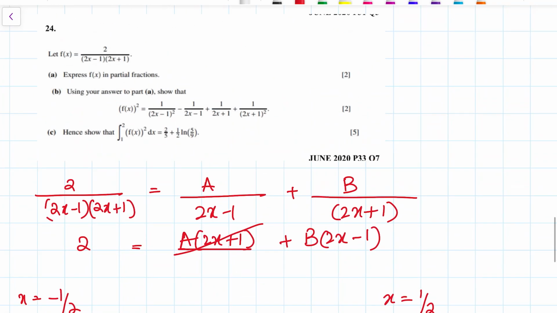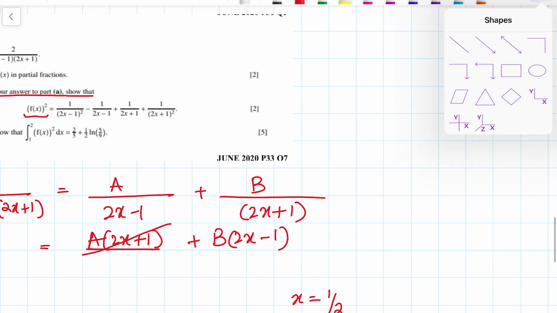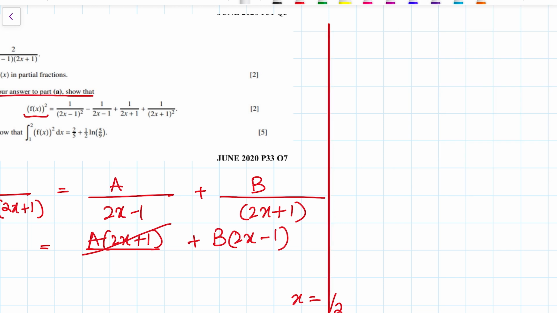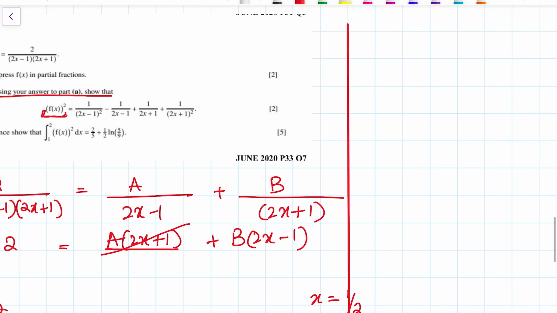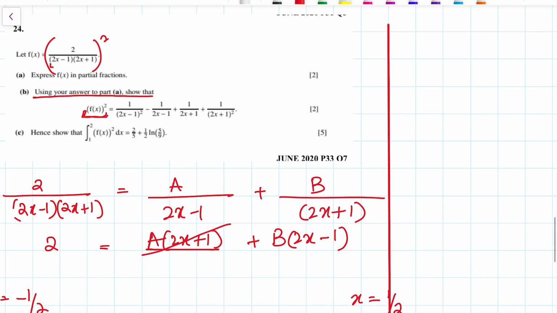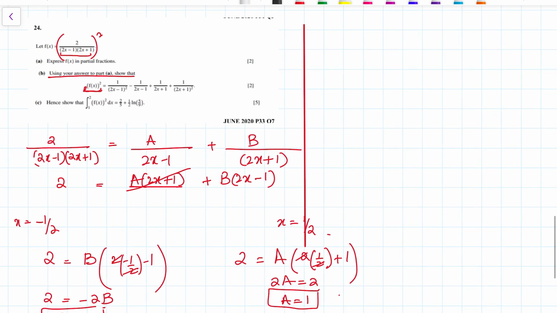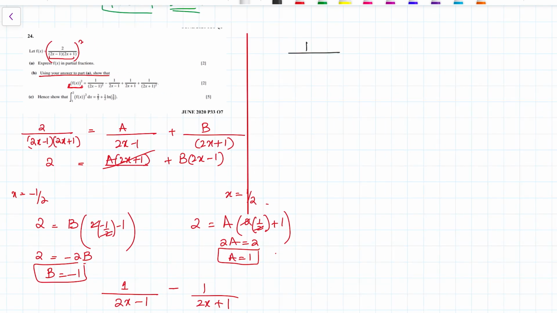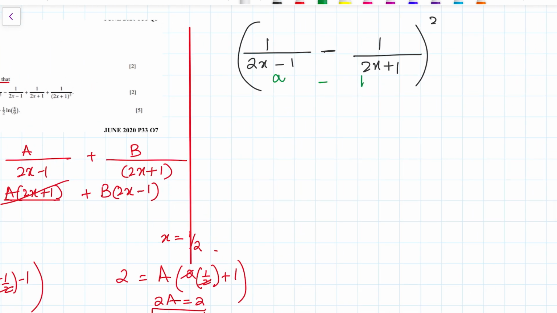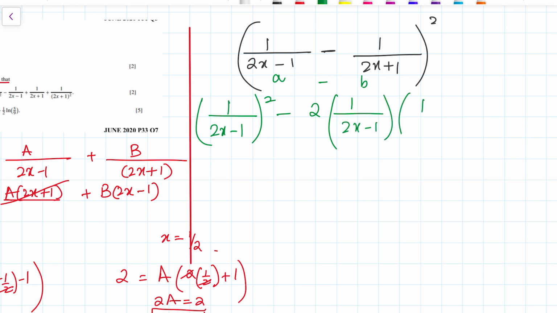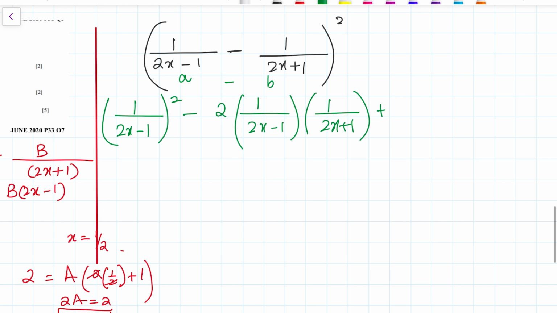Now next part says using your answer to part A, show that f of x whole square. So I'm doing this part on this side so we have a better understanding of what the question is asking us. F of x whole square means this thing whole square. So in place of this function, I will write its partial fraction, which is 1 upon 2x minus 1 minus 1 upon 2x plus 1 the whole square. So can I say this is a minus b the whole square? So you open it up like a square minus 2ab plus b square.